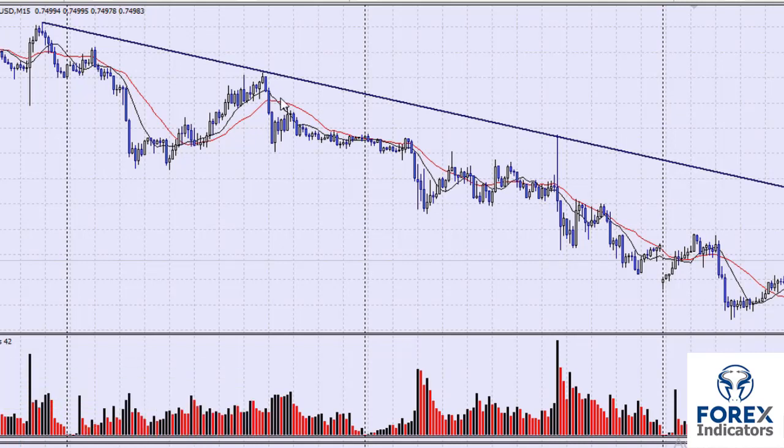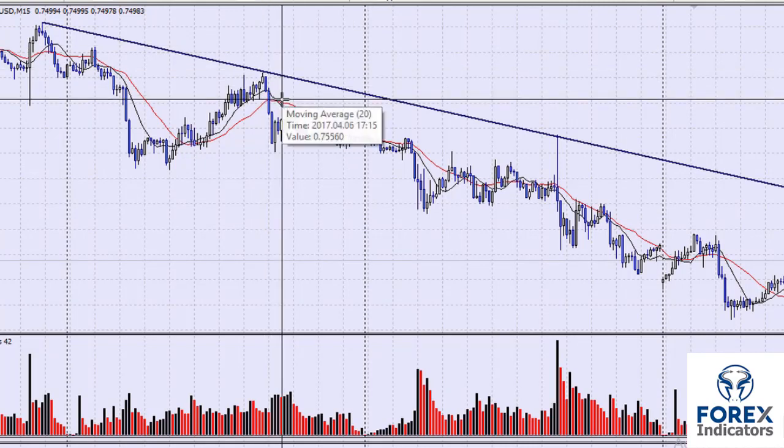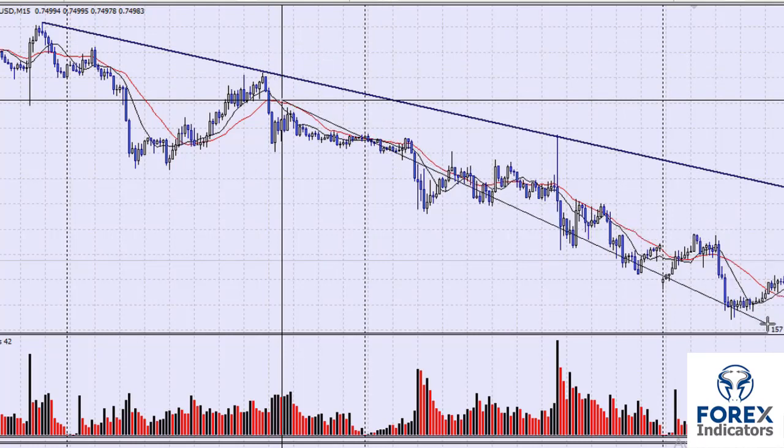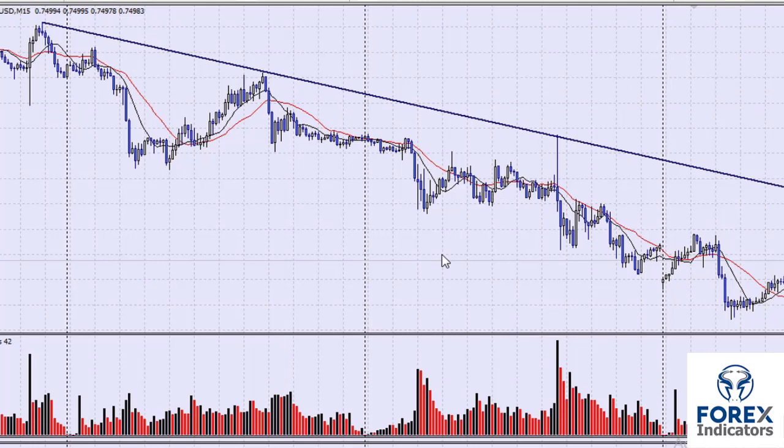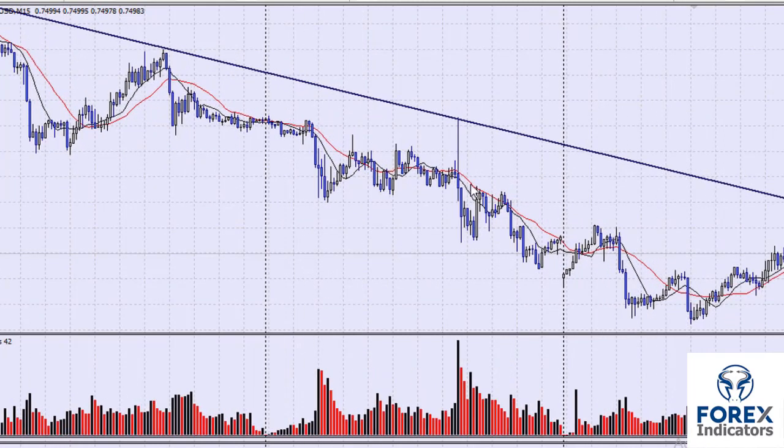So here, the red crosses over the black. This is a sell signal, and you could have sold the market here. Stops above the highs, market fell over 70 pips. So this technique is pretty simple. Here again, red crosses over the black, market fell.